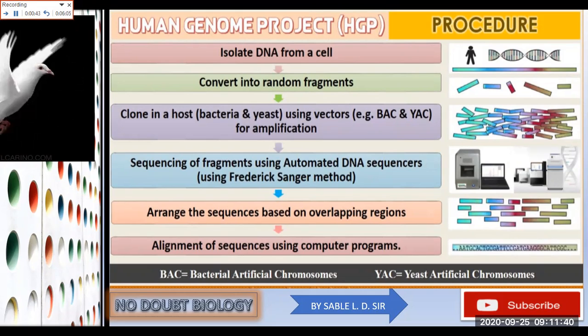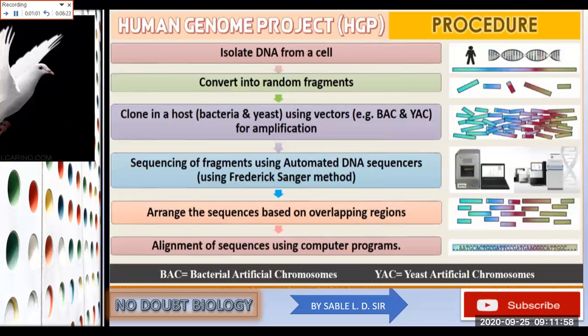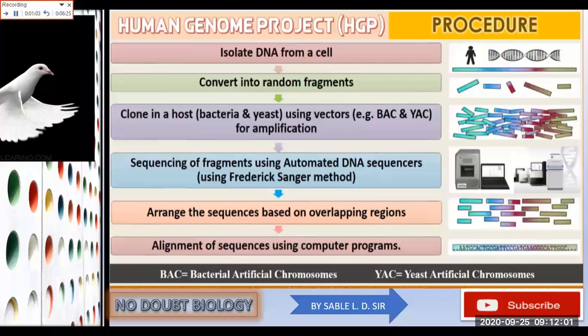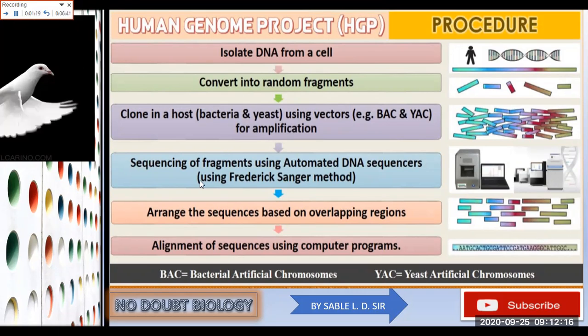Then after the isolation, we convert it into random fragments. So actually the DNA gets cut into fragments with the help of scissors, but we cannot use hard metal scissors. Why? Because the cell is a very small unit and in that cell there is DNA. So how can we cut the DNA into small pieces? There is a technique to cut the DNA into small pieces with the help of enzymes. Those enzymes help to get various pieces from the DNA. So we get fragmented DNA.